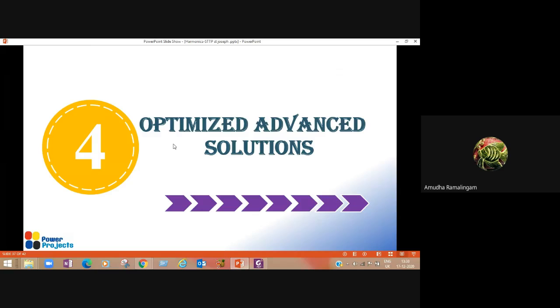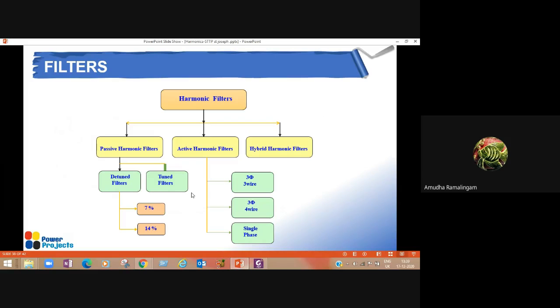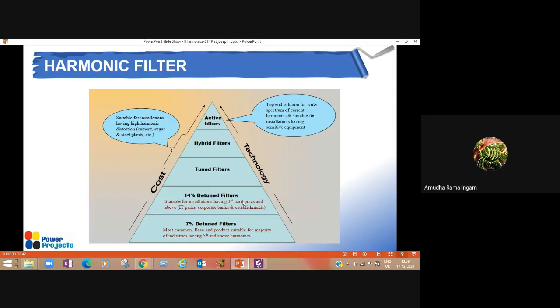So if these limits are not maintained, what happens actually? We have to take some optimized solution to mitigate that, right? Once the limits of IEEE 519 are exceeded, what do we have to do? We have to go for some filters. It may be a passive one, an active one, or a hybrid one. Active filters are very costly actually. Next to that, hybrid filters are costly. Next, passive filters are economical. But the performance will be in this order only.